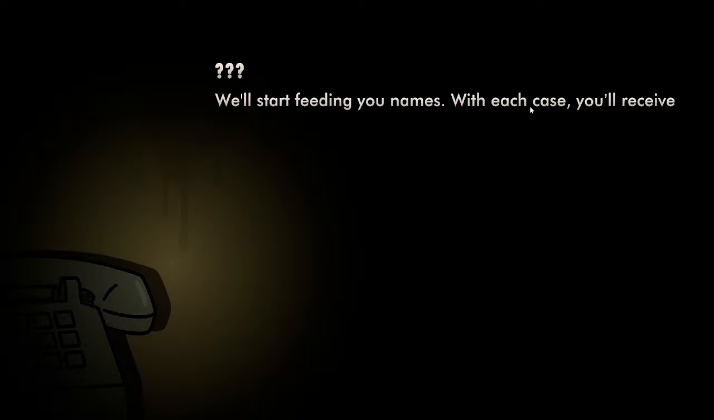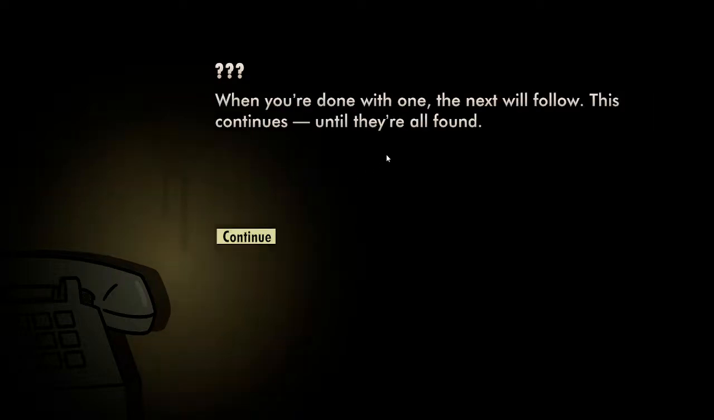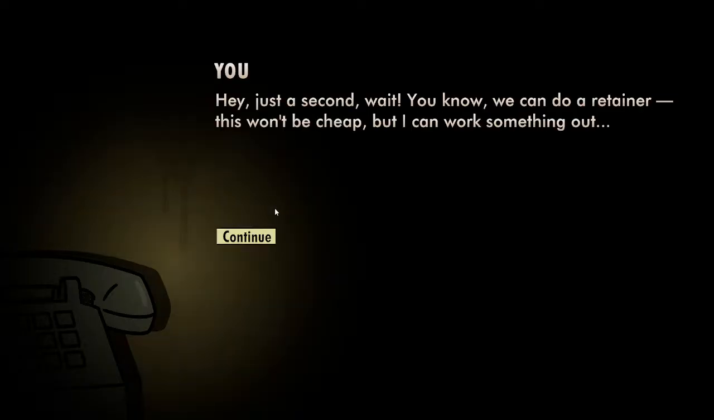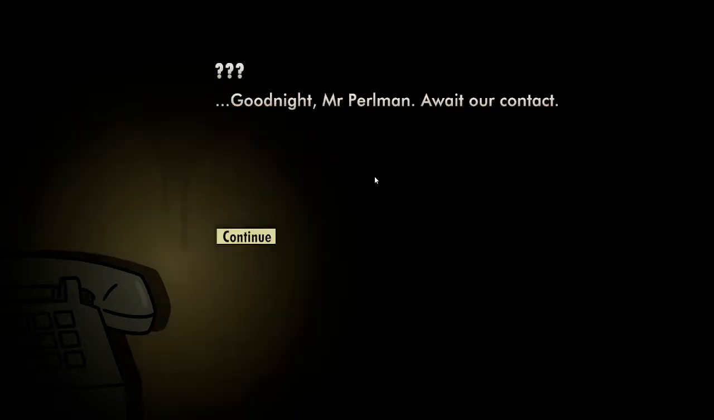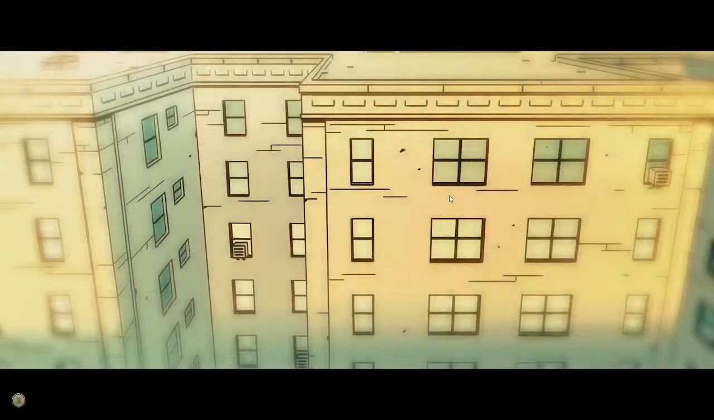We'll start feeding you names. With each case, you'll receive a dossier. When you're done with one, the next will follow. Can I trust this person, though? Probably. Wait, you know we could do a retainer. This won't be cheap, but I could work something out. Good night, Mr. Perlman. Await our contact. I don't think they agreed to pay me. I think they're, in their mind, I'm just doing this, you know, pro bono.